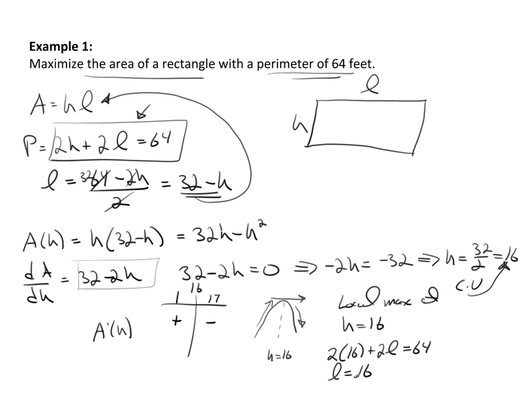So what this is telling me is that the area is maximized when I'm restricted to 64 feet of perimeter. The area is maximized when the height is equal to 16 and the length is equal to 16. So in other words, when the rectangle is a square, a 16 by 16 square, the area is maximized.